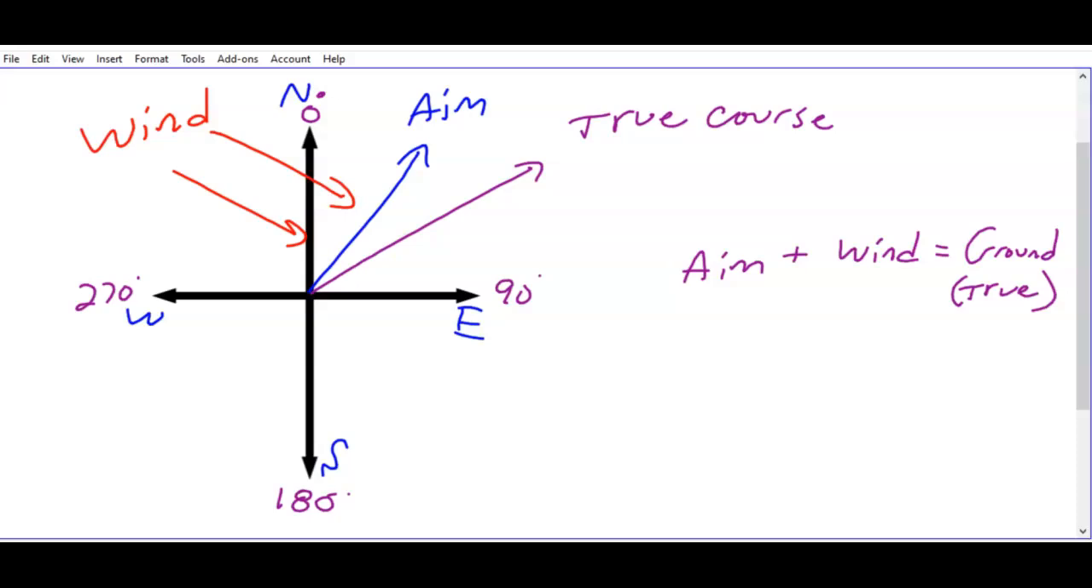I like to use the variables A plus W equals G. It's not enough to write out aim and wind and ground, true course, whatever.